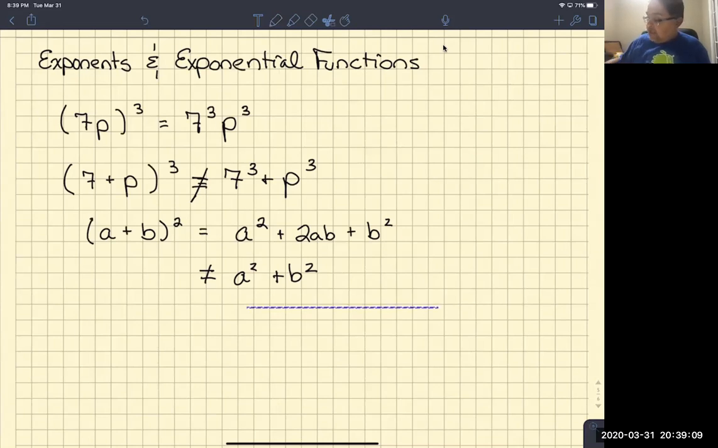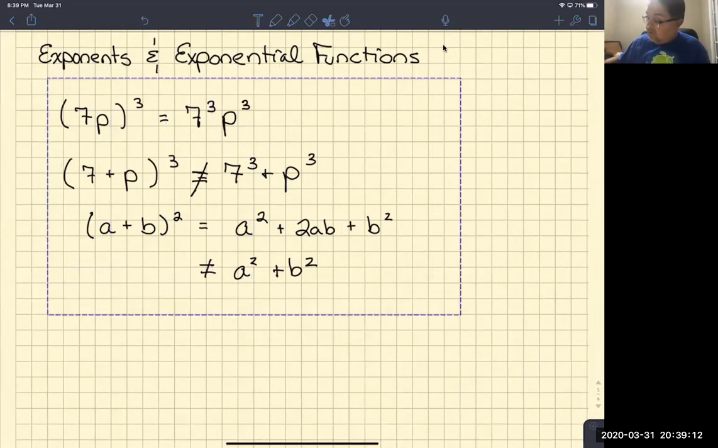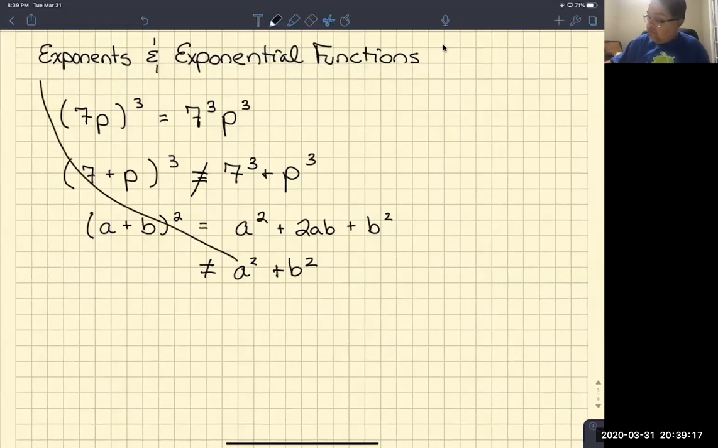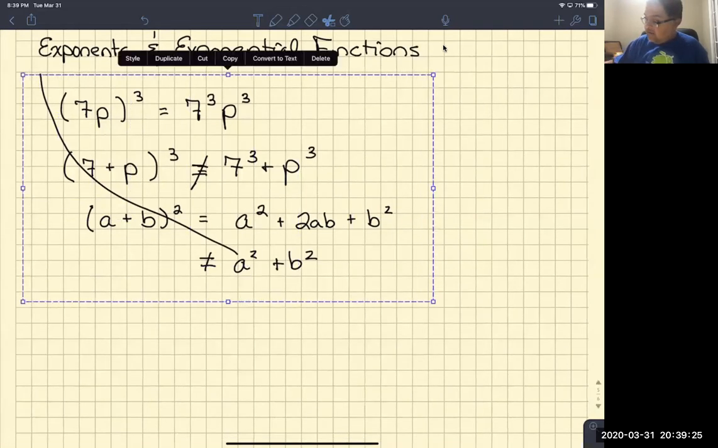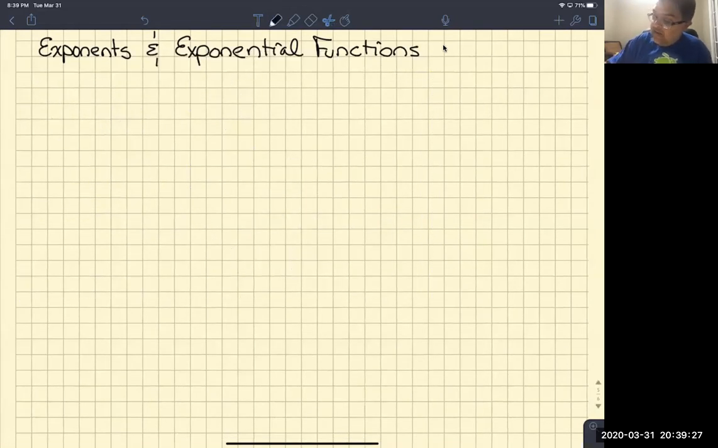Now, what about fractions? How do exponents work with fractions? If I have an exponential expression divided by an exponential expression, both with the same base, then I can subtract the exponents. This is known as the quotient rule.